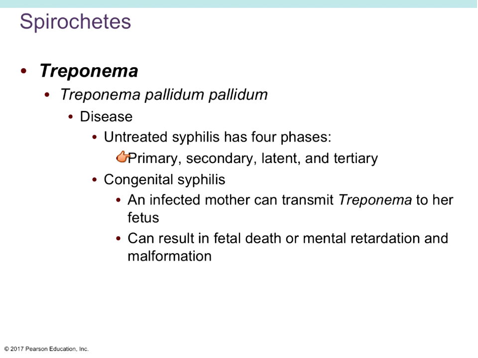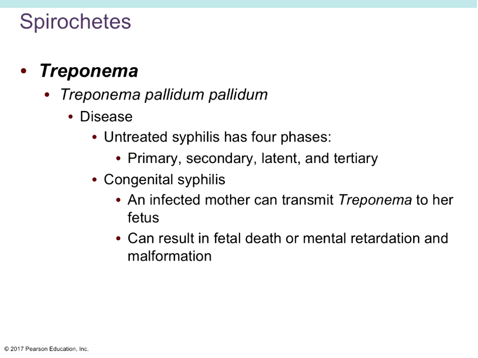Congenital syphilis is syphilis that the mother has and passes on to her unborn child. As she passes it to the child via the placenta, if the mother is in the primary or secondary stage of syphilis and is not getting treatment, then that can result in the fetus dying. If it is a latent stage or the tertiary stage, then the fetus may live, but it can result in mental retardation and malformation of various different fetal organs.